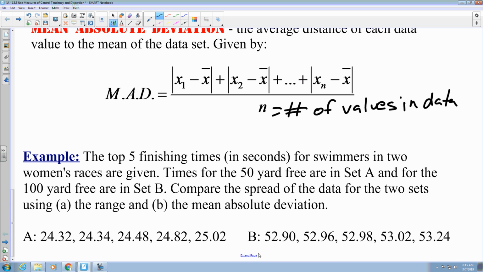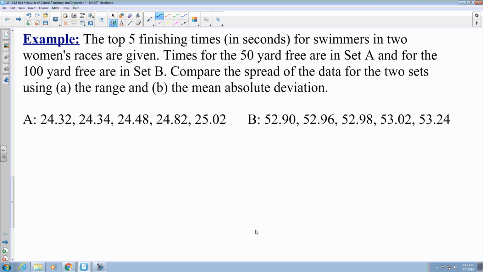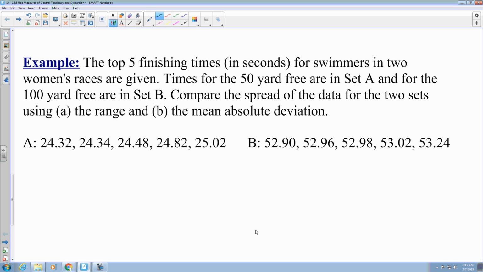Okay, so it says the top 5 finishing times in seconds for swimmers in two women's races are given. The times for the 50-yard free are in set A, and for the 100-yard free are in set B. It says compare the spread of the data for the two sets using A, the range, and B, the mean of absolute deviation. So first off, let's look at set A. Let's find the range.